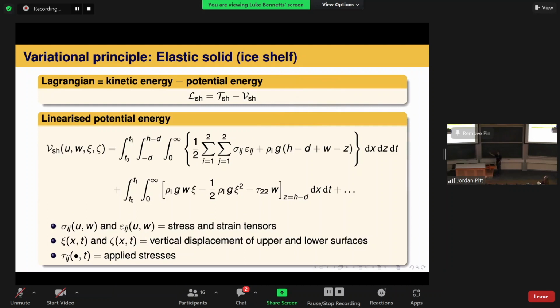But that isn't the end of the story for the potential energy. Really, all of the action is coming at the boundaries. I'm just showing you the contribution from the upper surface of the ice here. And here we've got the displacement of the upper surface, psi. There's also zeta, which is the lower surface displacement. And we have the applied stresses, tau, there as well on the surfaces.